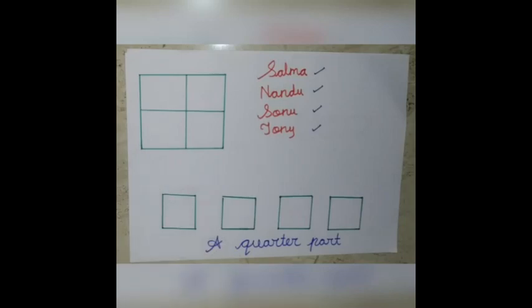So students, I hope you all understood how I have divided the whole sheet into 4 equal parts. You can see a quarter part, a quarter part, a quarter part and a quarter part.